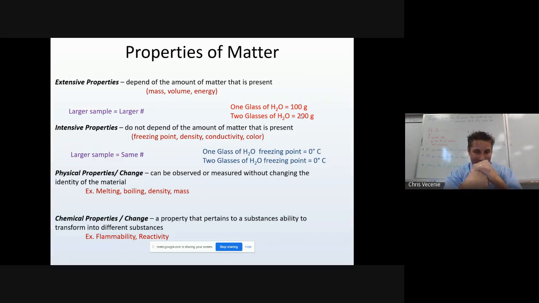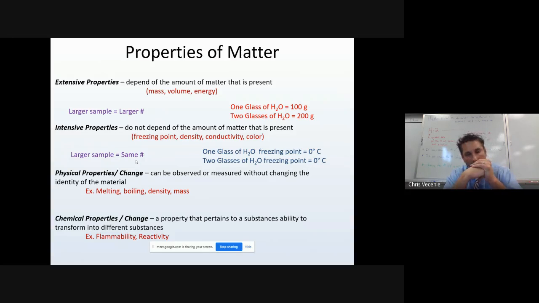These are called intensive properties. So even though the sample gets larger, like you see here, the numeric value for what you're measuring stays the same. For instance, the temperature that water freezes at. Whether I have a glass of water or 2 glasses of water, when they start freezing, if I shove a thermometer in it, both thermometers will record 0 degrees Celsius.